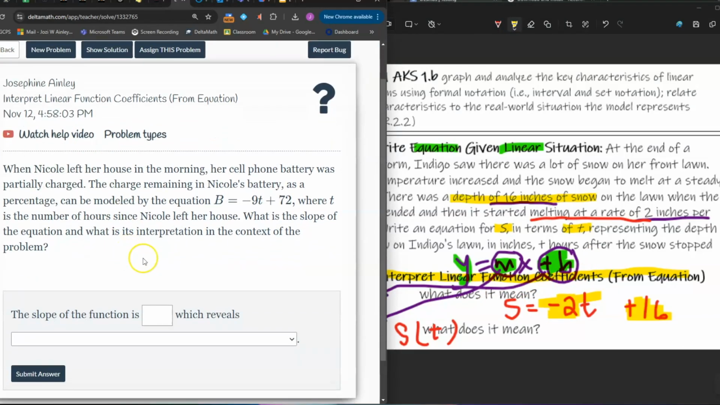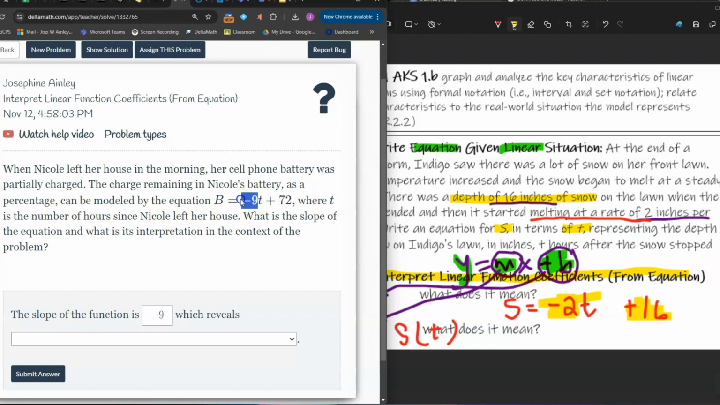All right, so we're going to take a look at this one in context. So now they already give you a context, right? I know that this is the one that keeps happening, and I know that this is where I start. But in terms of my question, what do these numbers mean? So the question says the slope of the function is negative 9. All right, which reveals, what does it reveal? So first, let's figure out what's happening. When Nicole left the house this morning, her cell phone battery was partially charged. The charge remaining in Nicole's battery as a percentage can be modeled by this, where T is the number of hours since she left the house.